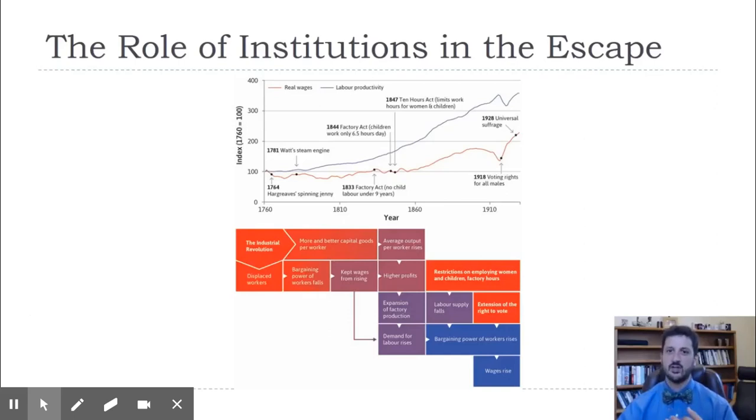Eventually, we get rid of child labor, limit the amount of time they can work. We get voting rights for all men, then we get voting rights for all people, and that allows people to capture more of what they are producing, right? Which hadn't been happening in the previous 200 years.